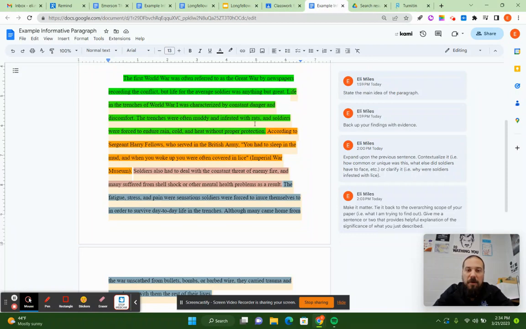This is an example paragraph, like a body paragraph of this hypothetical World War I essay that I'm writing, okay? So the First World War was often referred to as the Great War by the newspapers reporting the conflict, but life for the average soldier was anything but great. Life in the trenches was characterized by constant danger and discomfort. The trenches were often muddy and infested with rats, soldiers were forced to endure rain, cold, and heat without proper protection. So that all there is basically the main idea of that paragraph.